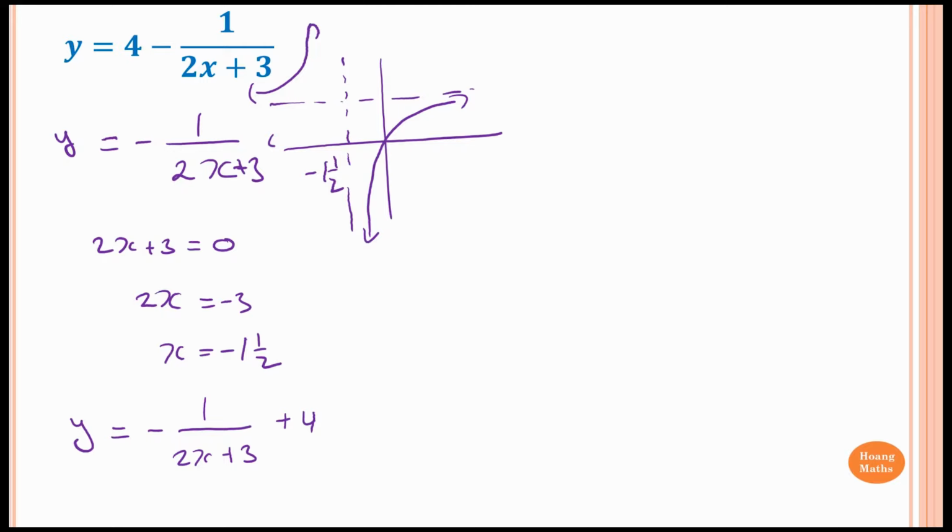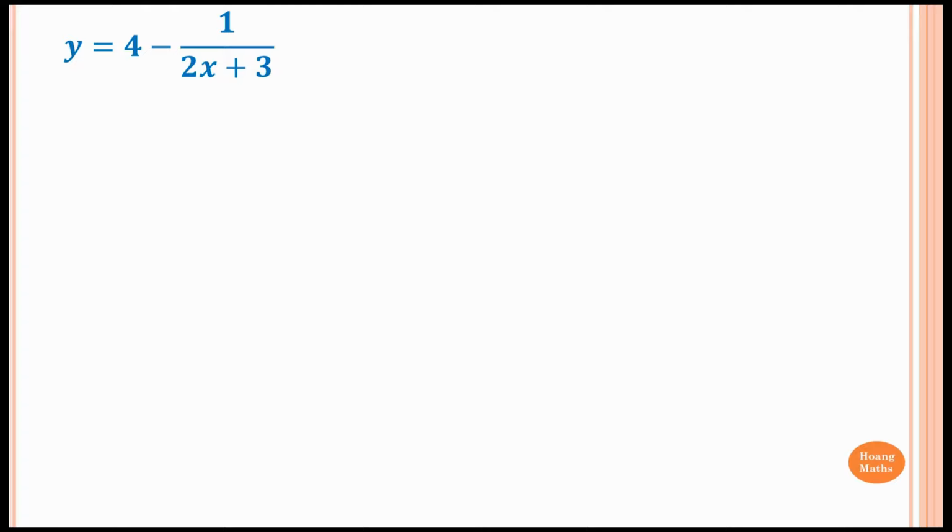Something like that, okay? So to sketch properly, we find the x-intercepts and y-intercepts. We already have the vertical and horizontal asymptotes. To find the y-intercept, x is equal to 0. So when x is equal to 0, y is equal to 4 minus 1 over 2 times 0 is 0, so 0 plus 3 is 3. So that is equal to 3 and 2/3. That is the y-intercept.